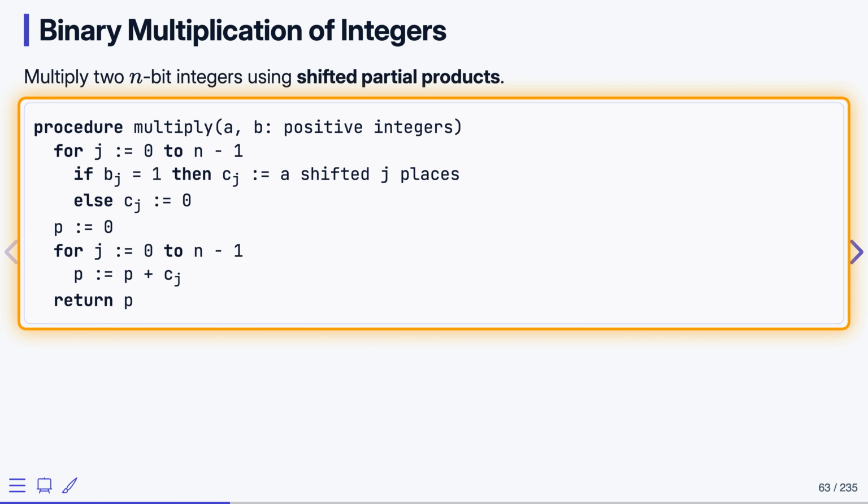The second loop adds them all together. We start P at 0, then add each partial product in turn. At the end, P holds the product of A times B.